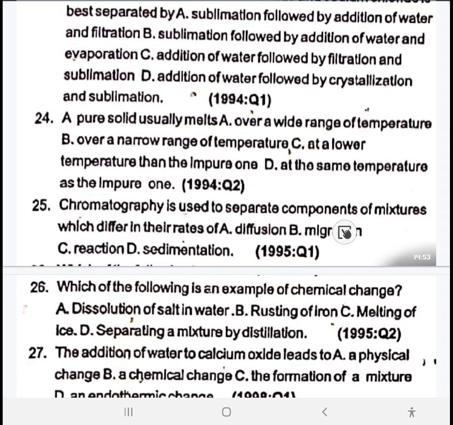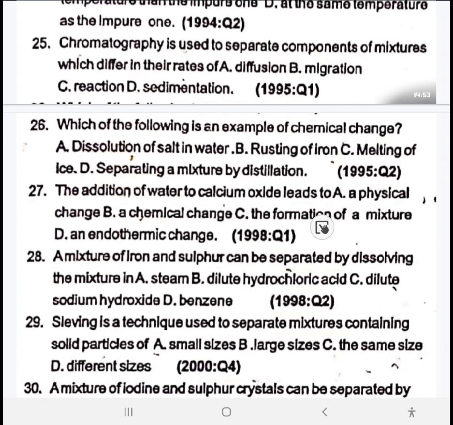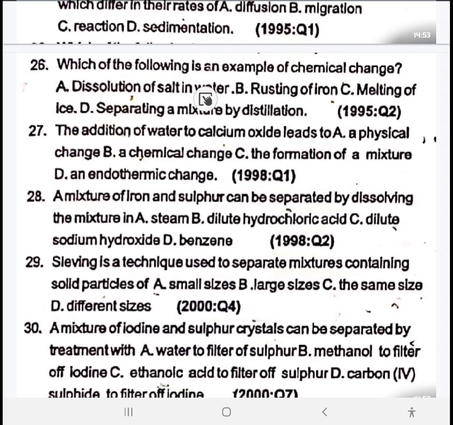25. Chromatography is used to separate components of a mixture which differ in their rate of migration. 25 is option B. 26. Which of the following is an example of chemical change? Rusting of iron is a chemical change. 27. The addition of water to calcium oxide leads to chemical change. Option B. 28. A mixture of iron and sulfur can best be separated by dissolving the mixture in. 28 is option B.